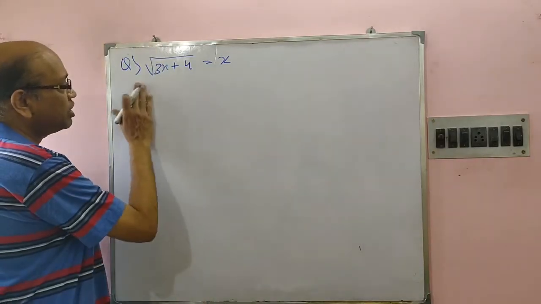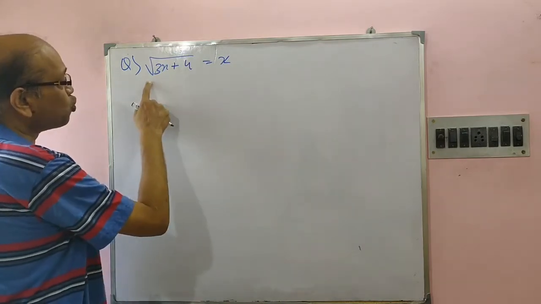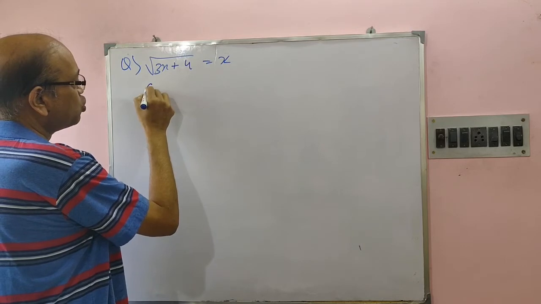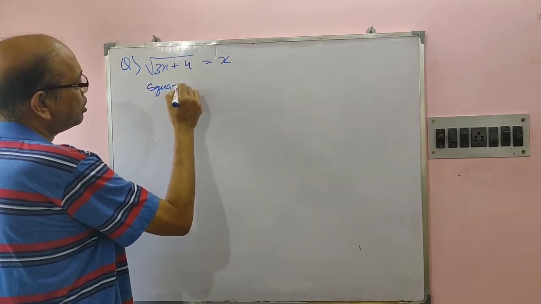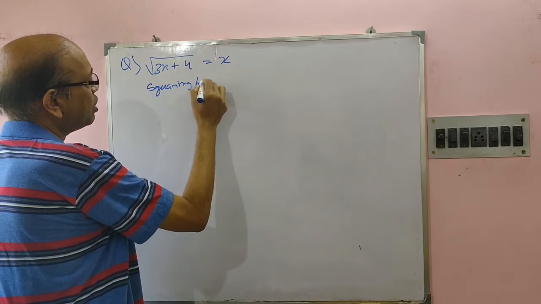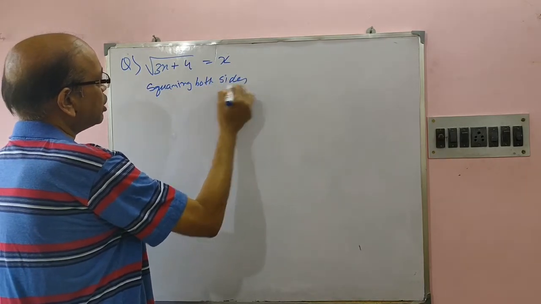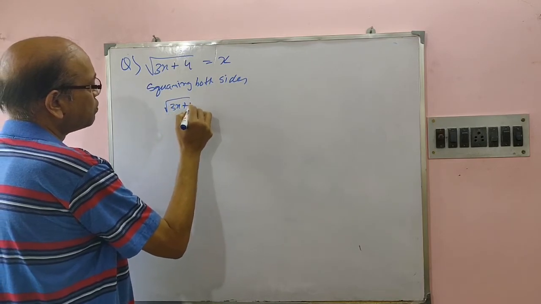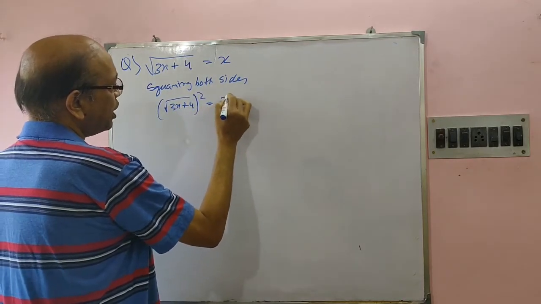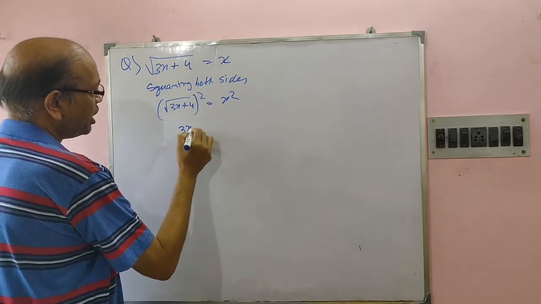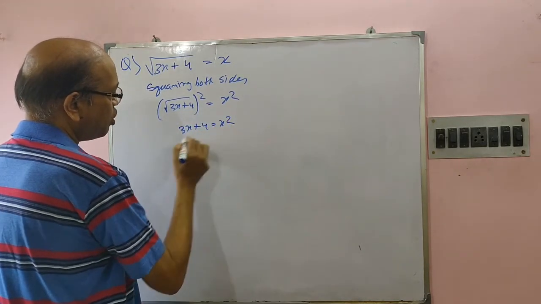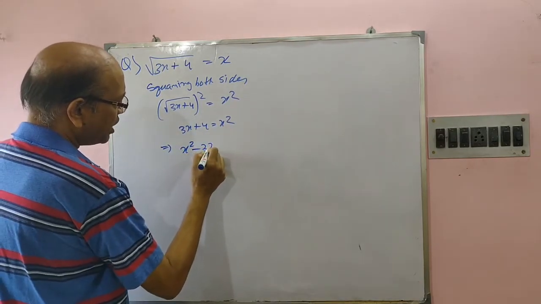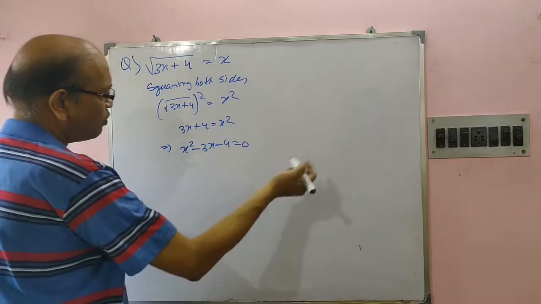The next numerical is again of a different type, with a square root. So when you have a square root like this, what is the next step? Squaring both sides. Squaring both sides, what do we have? Root 3x plus 4 whole square is equal to x square. So this becomes 3x plus 4 is equal to x square, or we can write x square minus 3x minus 4 equals 0.